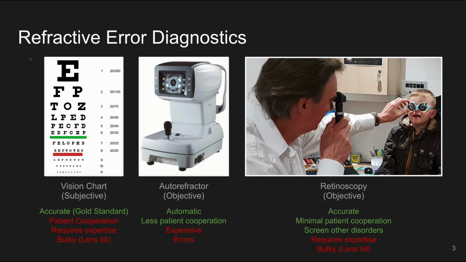The next method is retinoscopy. This is also an objective method like autorefractor. The biggest plus is that it requires minimal patient cooperation and can be used even for infants. It is much more accurate than autorefractors and can also be used to screen other eye disorders. However, it is a time-consuming process and requires a lot of expertise to perform retinoscopy.